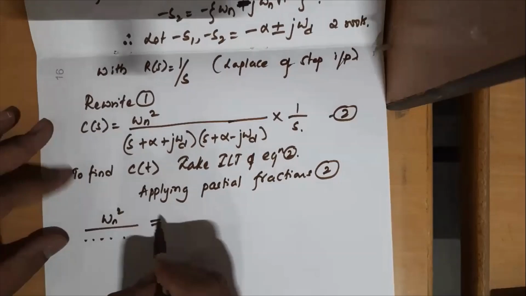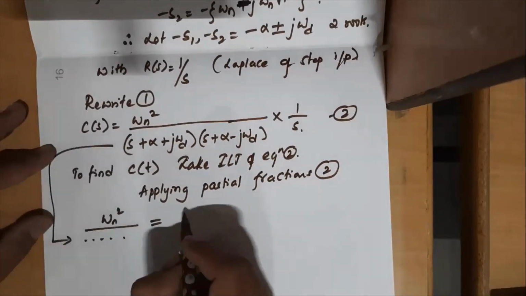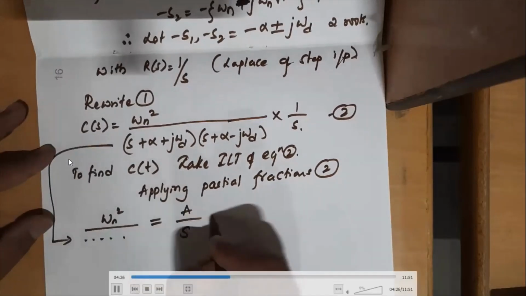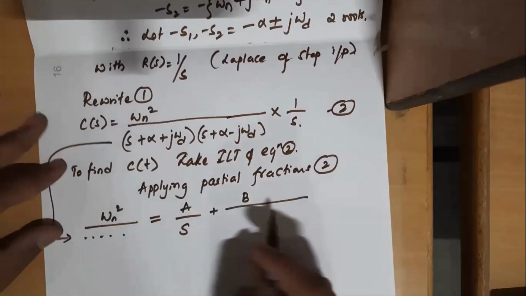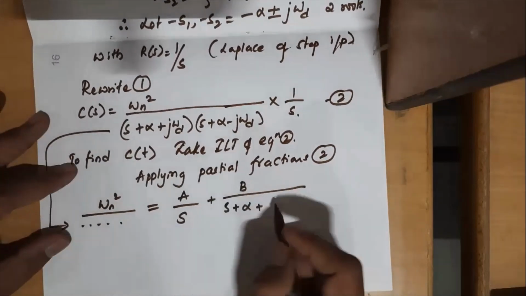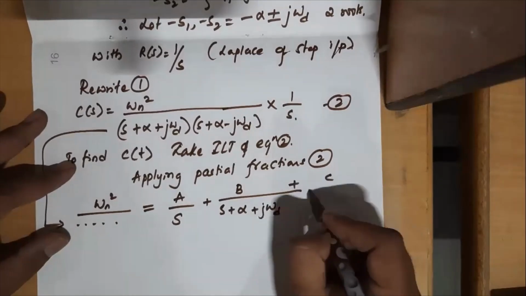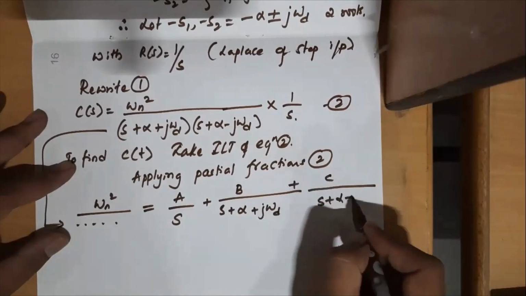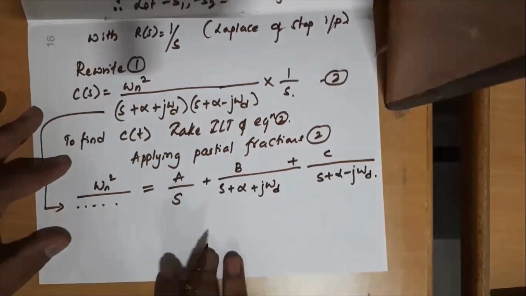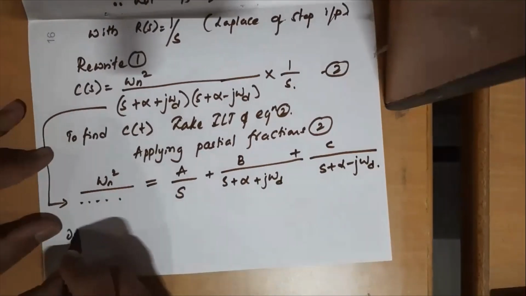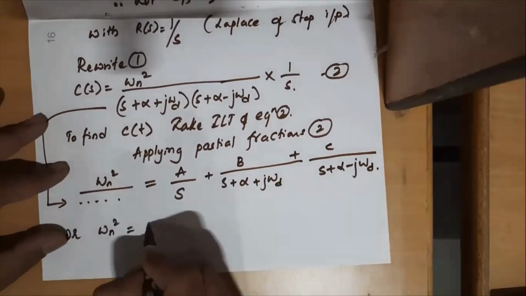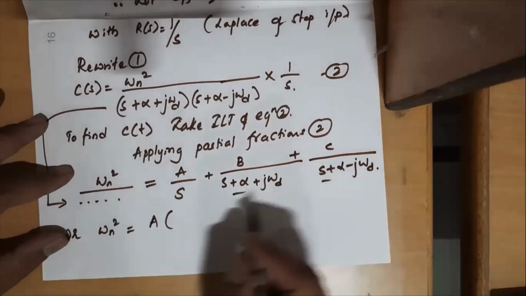So now we'll apply partial fraction: omega n square divided by the denominator, same as this, equal to A by s plus B divided by s plus alpha plus j omega d plus the third term C divided by s plus alpha minus j omega d. The three terms. You can stop me if there is any mistake, but I suggest you wait and watch.